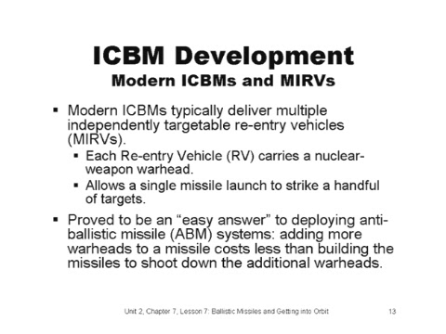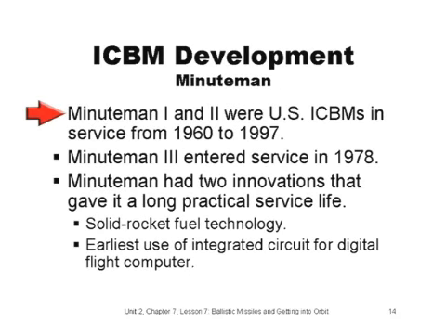Let's take a look at some specific ICBMs. The Minuteman I and II were the United States nuclear missiles in service from 1960 until 1997. The Minuteman III, which was the second-generation ICBM deployed by the U.S., entered service in 1978 and is still in use. In 1998, the Air Force's long-range plan was to keep the Minuteman III in service until 2025.